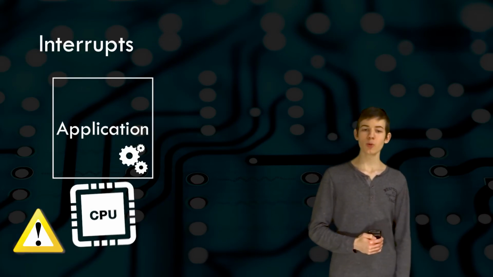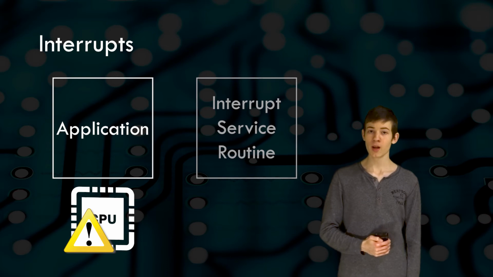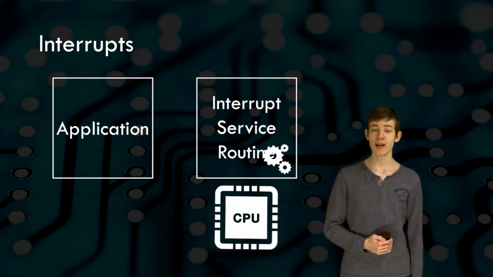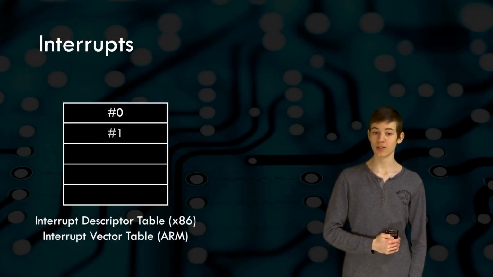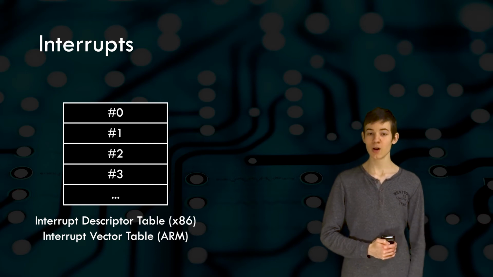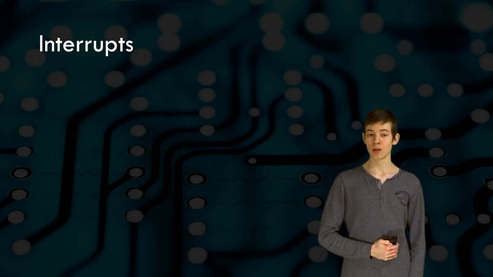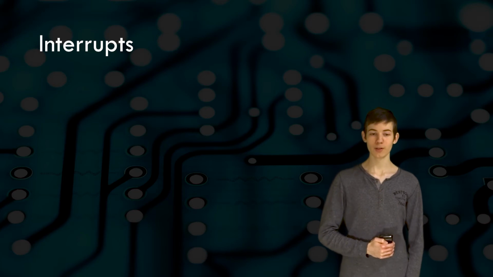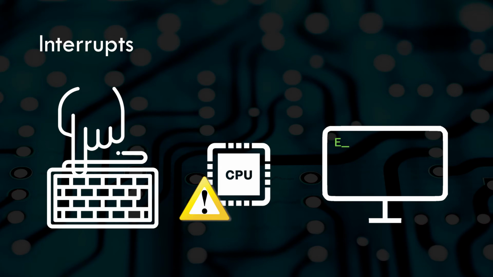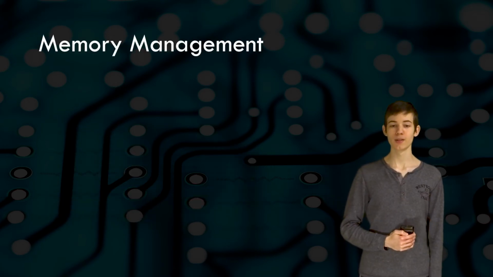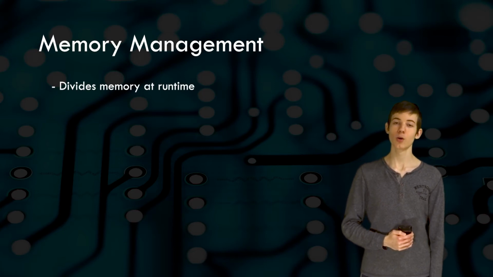The next topic is about interrupts. An interrupt is a signal which tells the CPU to stop what it's doing, process a short interrupt service routine, and then return to its prior task. These interrupt service routines can be configured through entries in a table called the interrupt descriptor table in x86 or the interrupt vector table on ARM. An interrupt can be triggered by both software and hardware. This can be used, for example, to immediately output a character to the screen when a key is pressed on the keyboard.